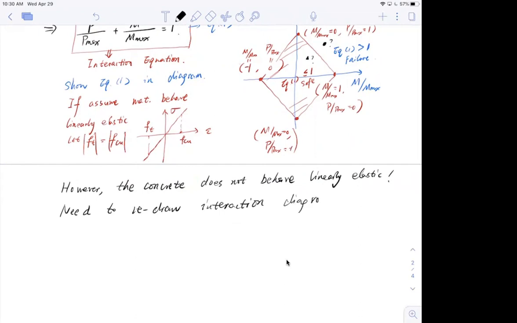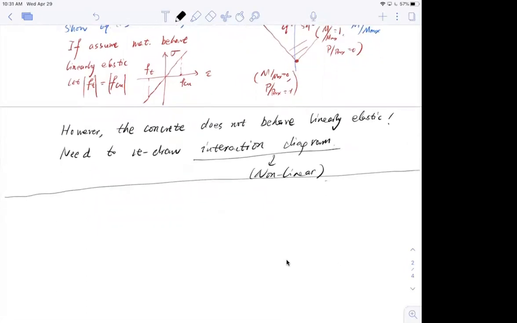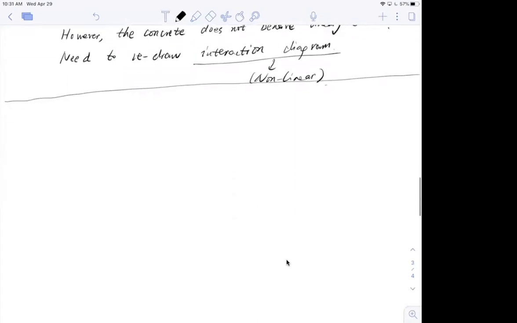Okay, which means the interaction diagram for concrete is nonlinear. It's not nice straight lines like this. So this is very important to know. Since it is not a straight line, what is it supposed to look like? To understand that, let's do this. Let's say interaction diagram.